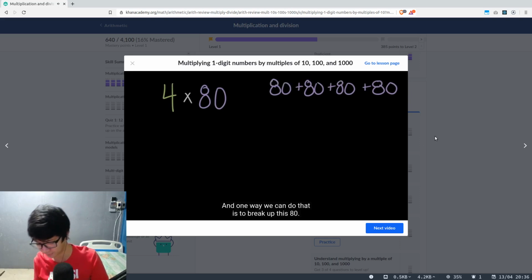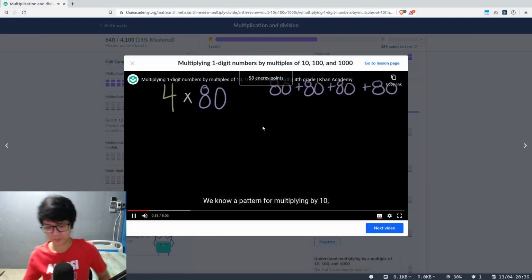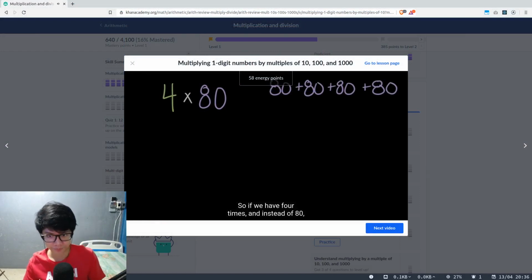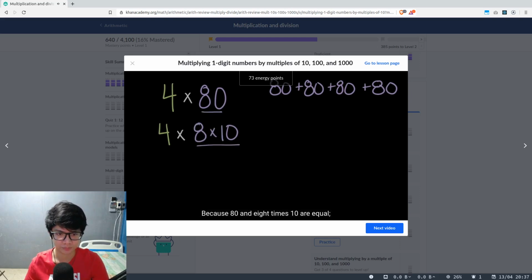One way we can do that is to break up this 80. We know a pattern for multiplying by 10. So let's try to break up this 80 to get a 10. So if we have 4 times, and instead of 80, let's say 8 times 10. Because 80 and 8 times 10 are equal. Those are equivalent. So we can replace our 80 with 8 times 10. And then we have this times 10 back here, which is super helpful because there's a nice neat pattern in math that we can use to help us with the times 10 part.